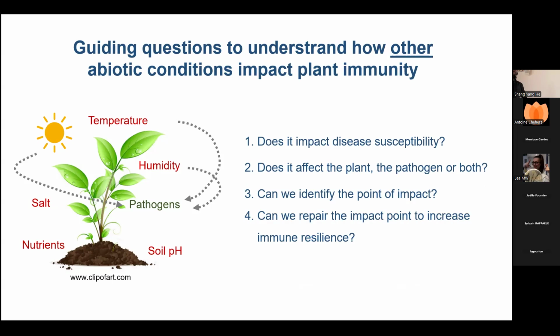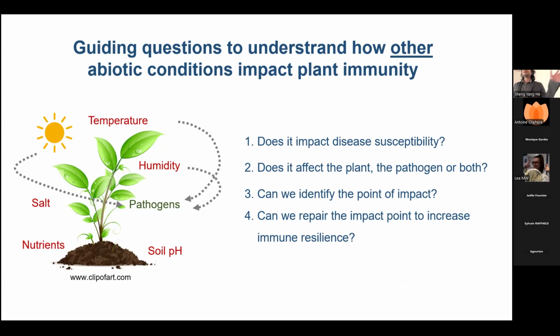And if it does, then you want to know whether it affects the plant, the pathogen, or the combination of the two. But for us, questions 3 and 4 are most important. If we identify that the plants are impacted, we want to identify which molecules are being affected. So that's an important goal. And hopefully we can repair whatever sites are impacted to make the plant resilient to that particular abiotic condition.